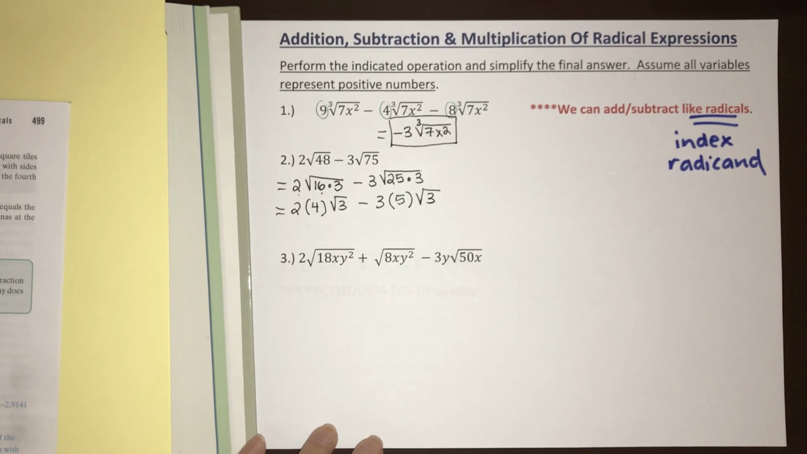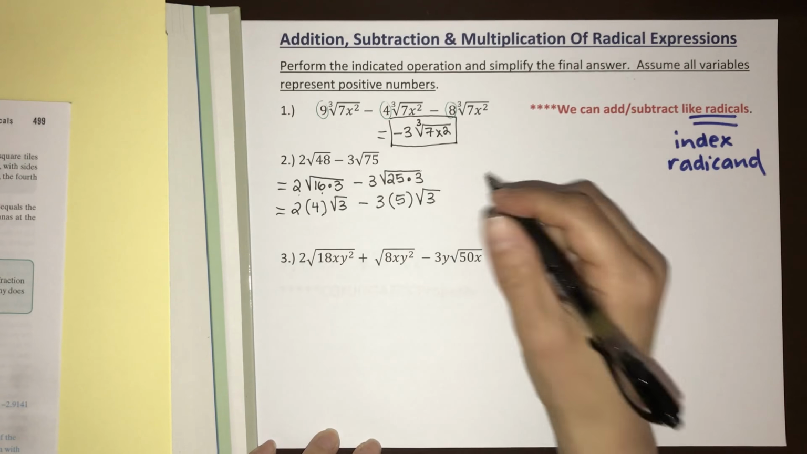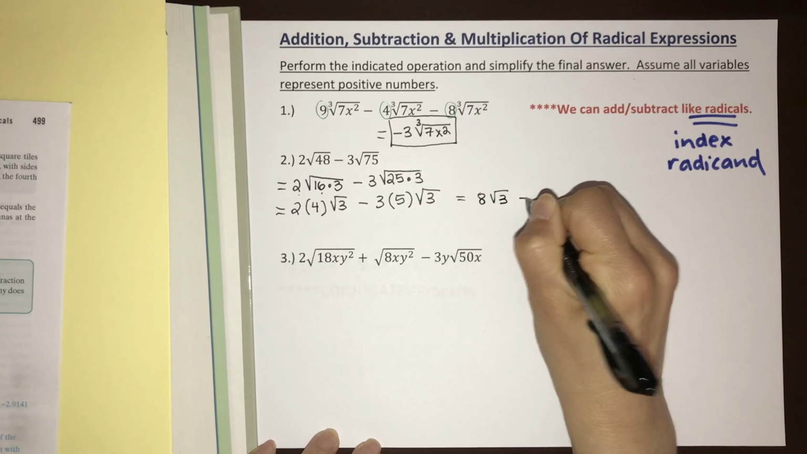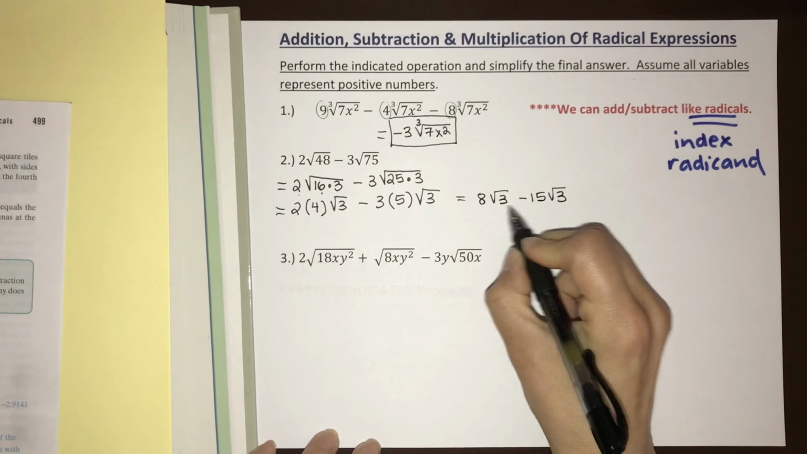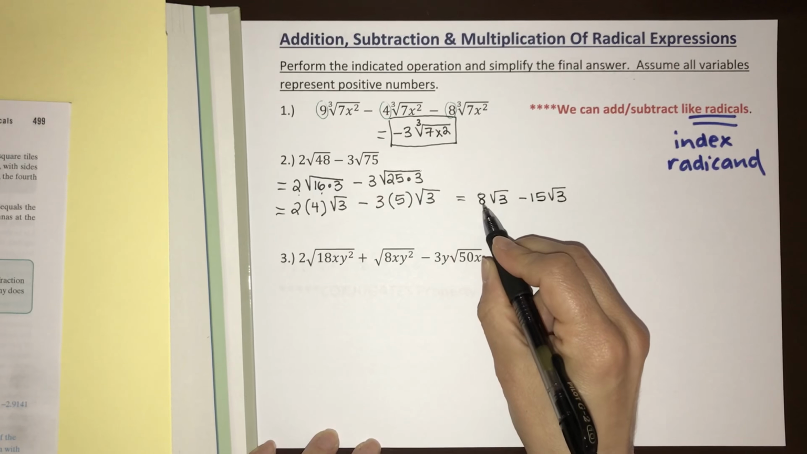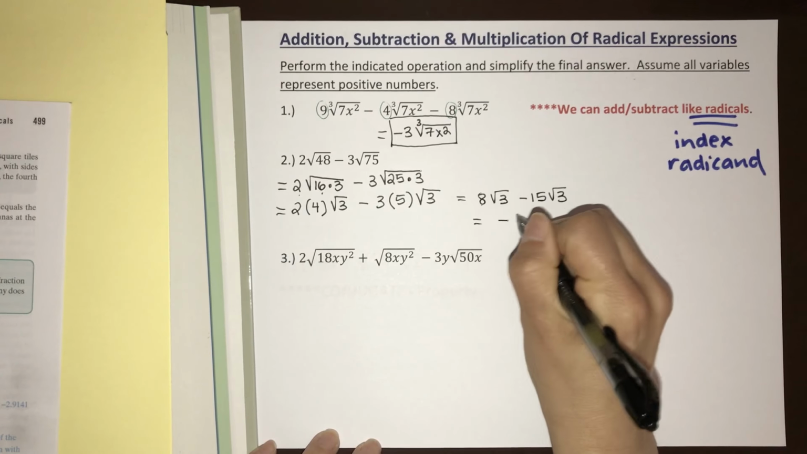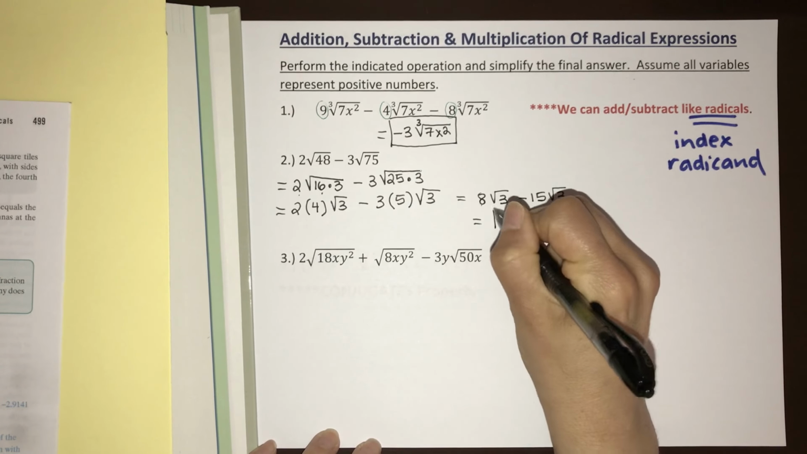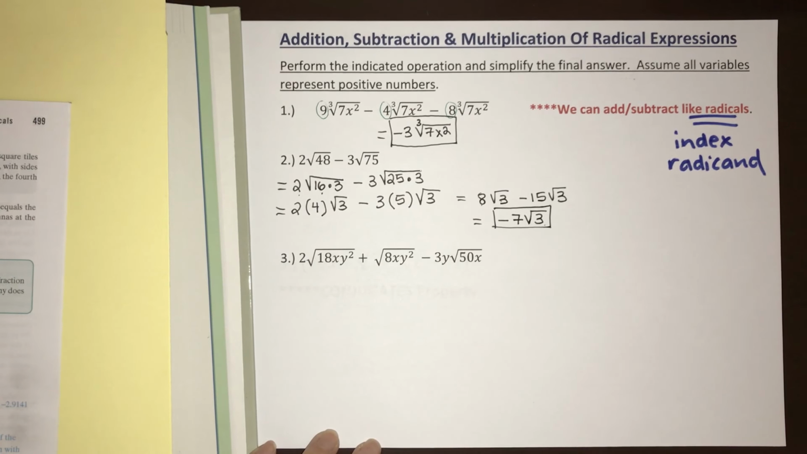So we get that. And then from here, of course, we're going to multiply. So we have 8 times the square root of 3 minus 15 times the square root of 3. Like radicals, I just subtract 8 minus 15. We get our final answer, -7 square root 3. Remember, the like radical will be part of your answer.